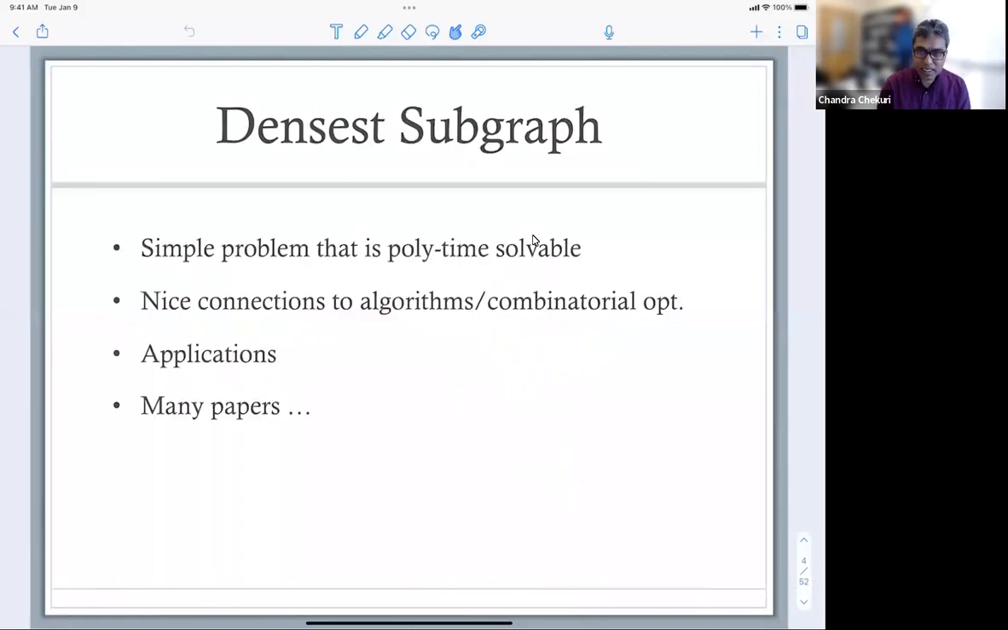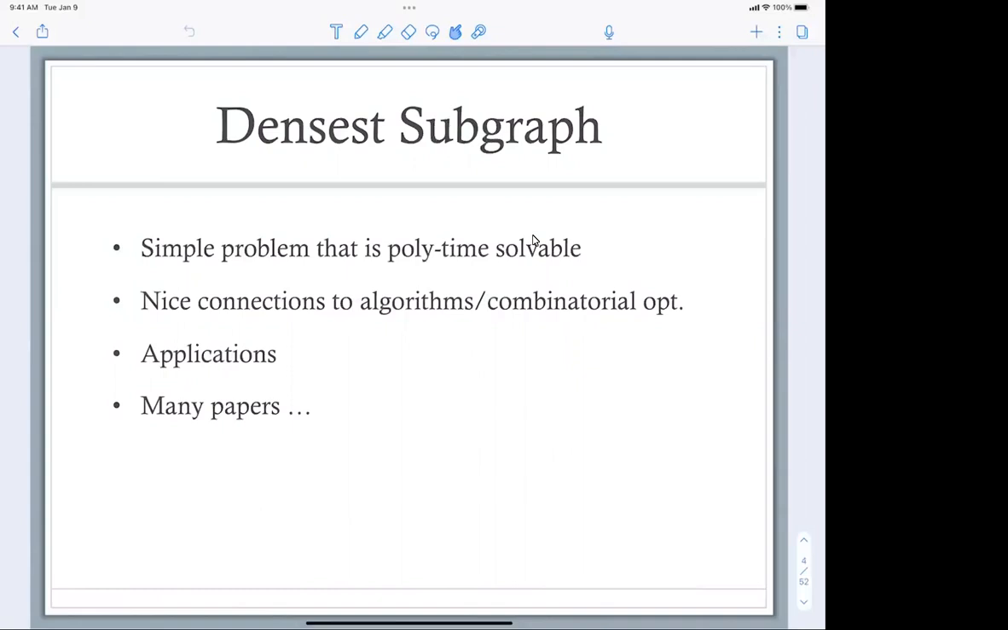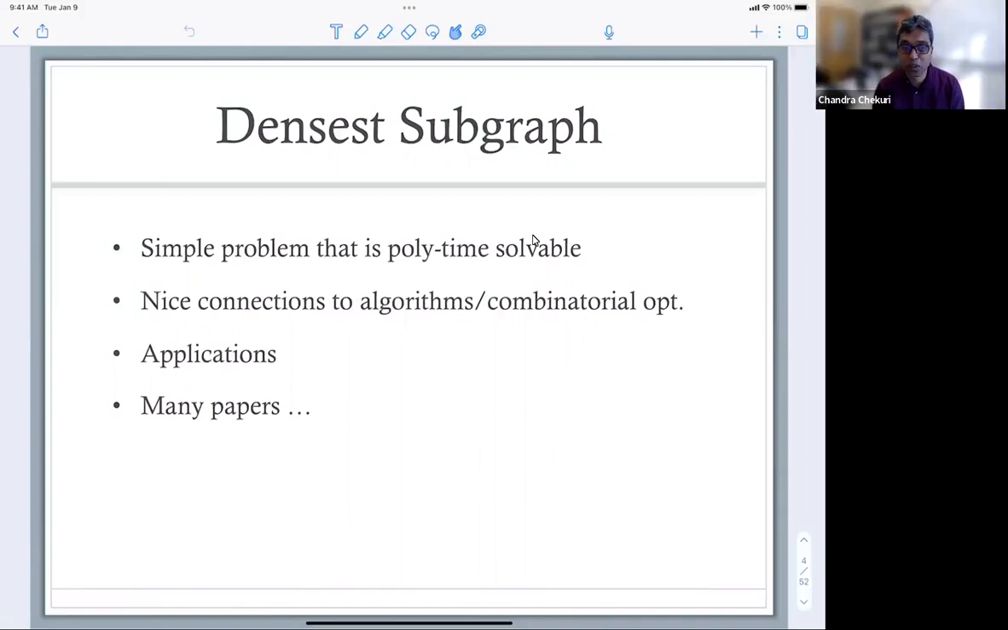Why is it interesting? It's a simple problem that somehow also turns out to be polynomial time solvable. We like things that are polytime solvable because then we can build on it for various reasons. And it has, I think, a variety of nice connections to algorithms and combinatorial optimization. That's another reason I like it. Many people study it because it has applications. I'm not going to focus on them in this talk. I can't say that I really know whether they're really applicable, but there are a lot of papers on this topic.